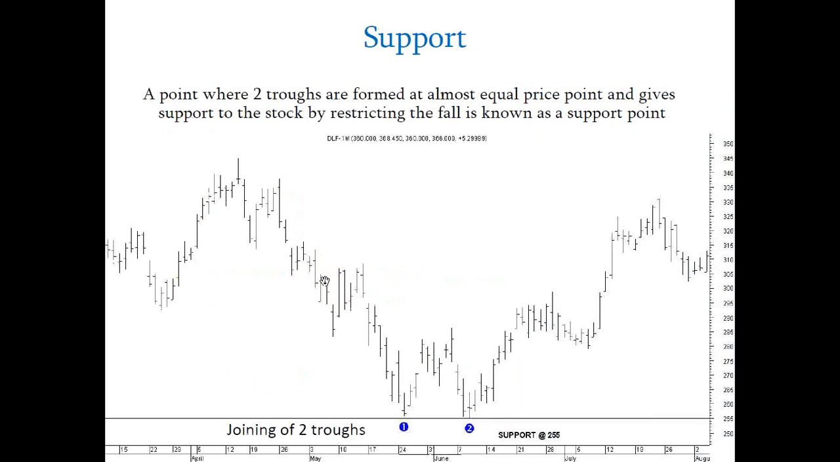As you can see, this chart is showing what a support is. Simply stated, a support is a point at the bottom of a chart where two troughs join each other. Here you can see there are two troughs coinciding at the same price point. This is the first trough and this is the second trough. As you can see, this stock has found its support fantastically and has retraced upwards from that support. So this is how a support works.